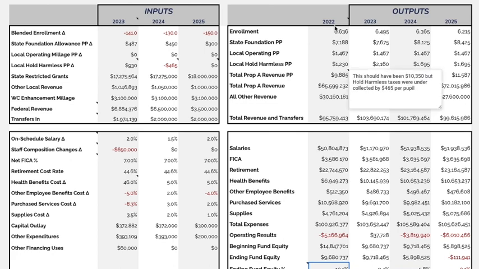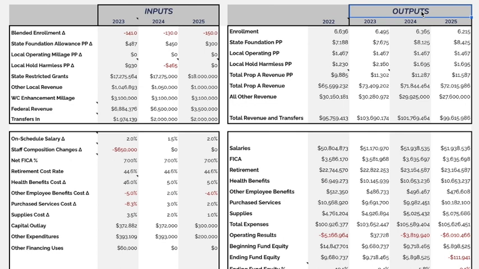So this is the baseline of the BMU. And as you can see, or if you want to check for yourself, it completely ties off to the district's financial audit for that year. So let's continue to stay on the right side in the outputs area.